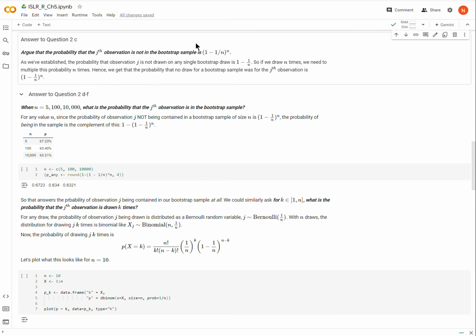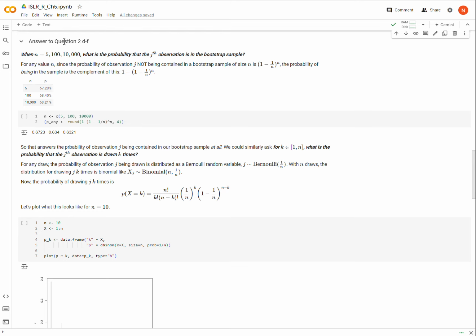Okay, well, we've already seen that the probability for any particular draw that j is not drawn is 1 minus 1 over n. But now we have to repeat that n times. So we need to multiply this by itself n times. And when we do that, we get the expression that we were asked to defend. Okay.